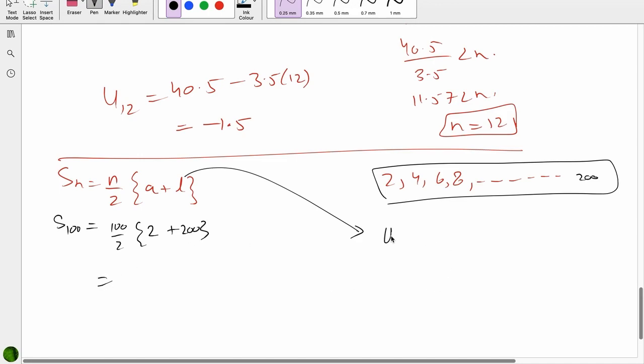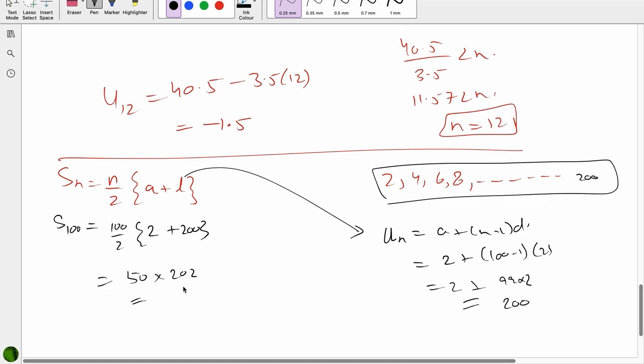In other words, we can always find the last term, a plus (n minus 1) into d. A was 2, n is, in this case, if we say we have 100 terms, so that is 100 minus 1, and the difference is still 2. 2 plus 99 into 2, and I'm getting 200. So 200 is the last term. We just plug in these two values and solve for it. 50 into 202. The sum is 10100. Clear?